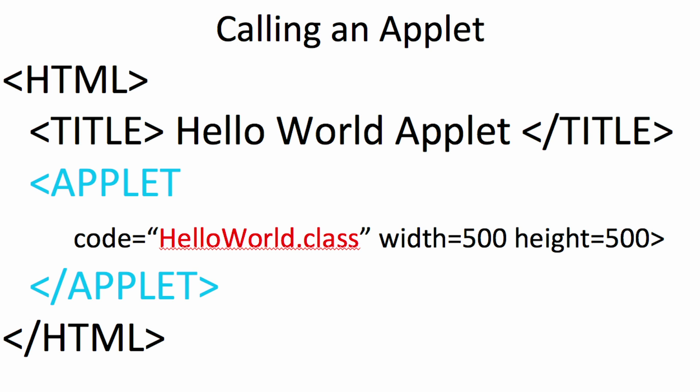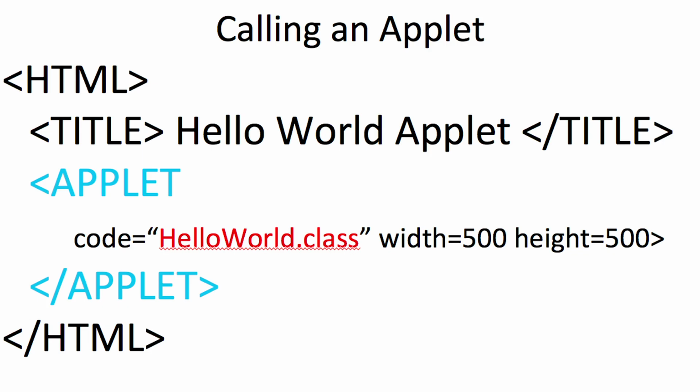Then we have the applet tag, and inside the applet tag we write HelloWorld.class as the code name, because in the previous program we have the HelloWorld.java file, and when we compile this HelloWorld.java file, it will be converted into the HelloWorld.class file.